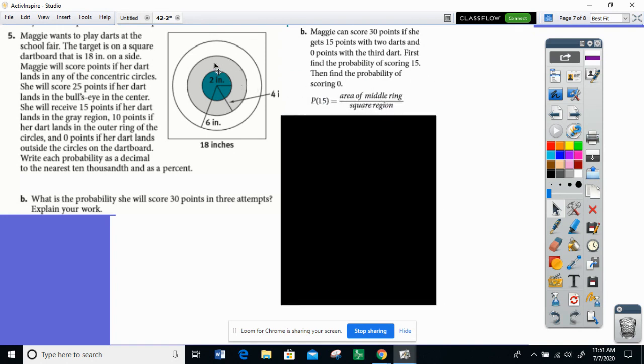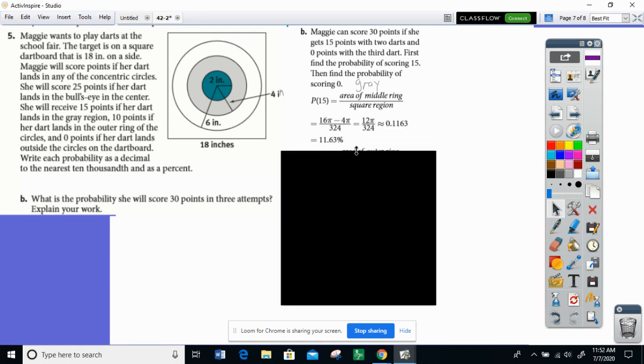That would be the area of this gray middle ring divided by the square area. So we already calculated the area of the green part in the middle as 4 pi. This radius is 4 inches. So 16 pi, that's pi times 4 squared, minus 4 pi is 12 pi, divided by 324 is 0.1163. It's about 11.63%.